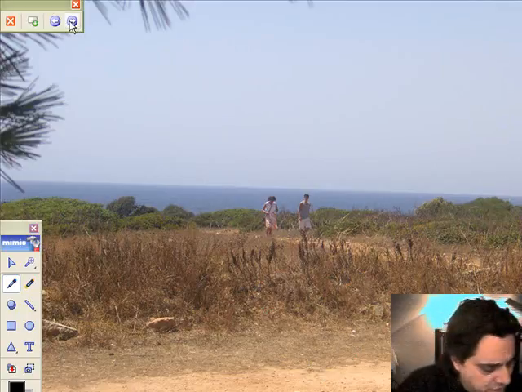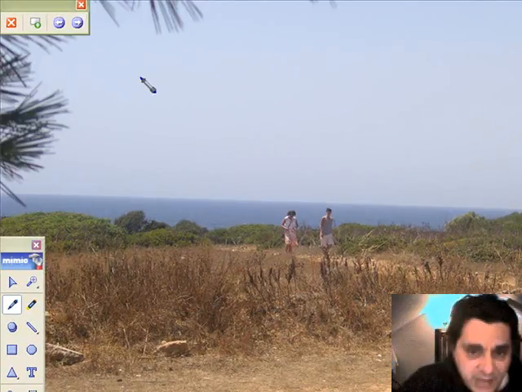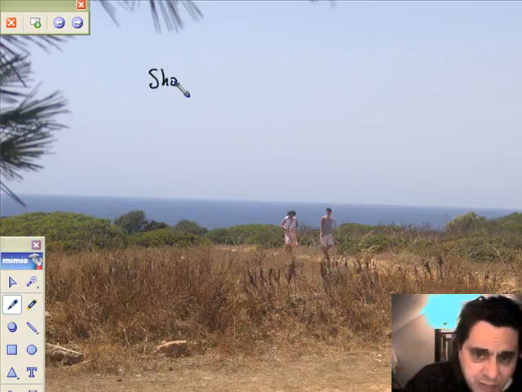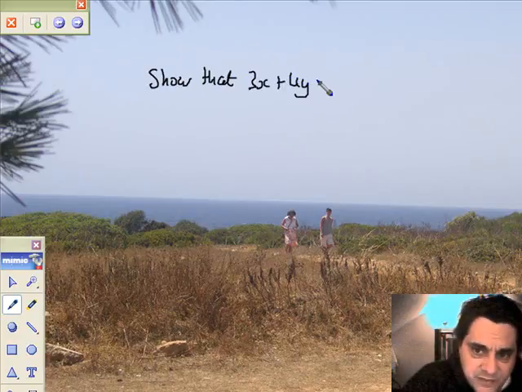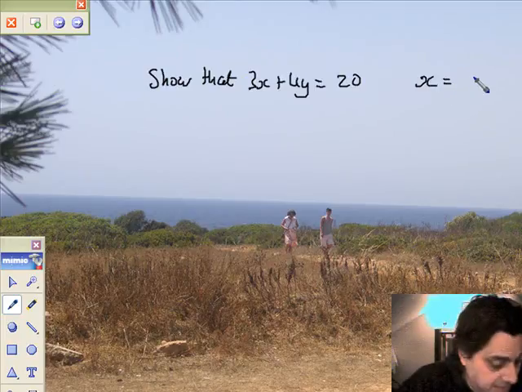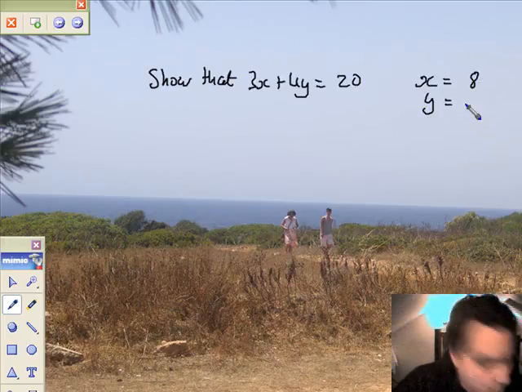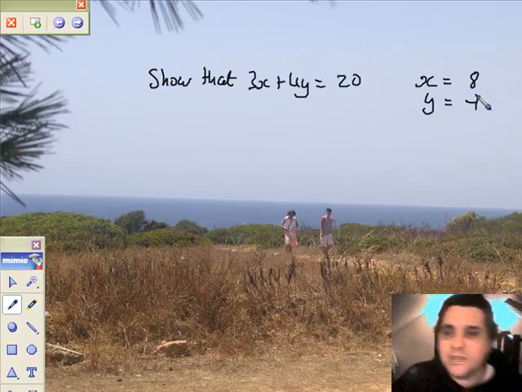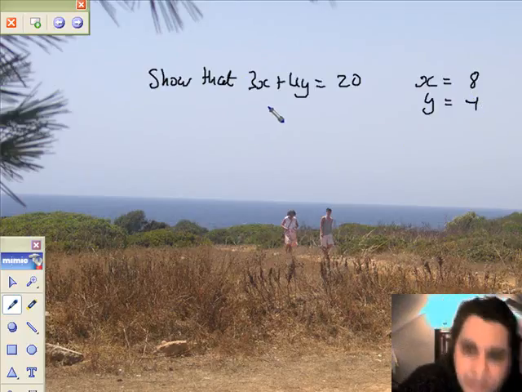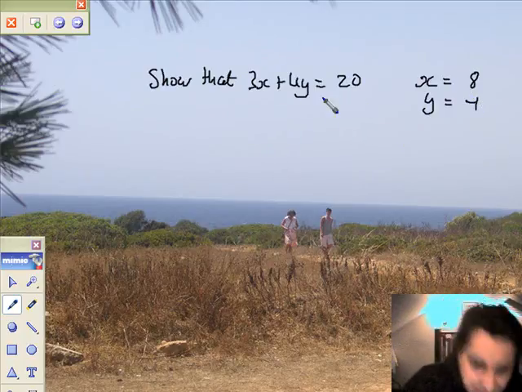Alright. There's a lovely question in question 7. It says, show that. I've got to show that, and that means showing all my steps. 3x plus 4 lots of y comes to 20. I've been told that x is 8, and I've been told that y is minus 1. So I've got to substitute carefully into that expression and show that it comes to 20.